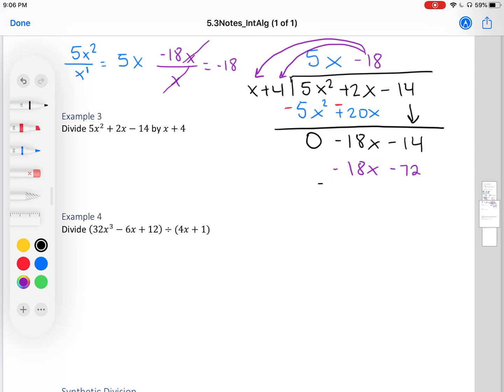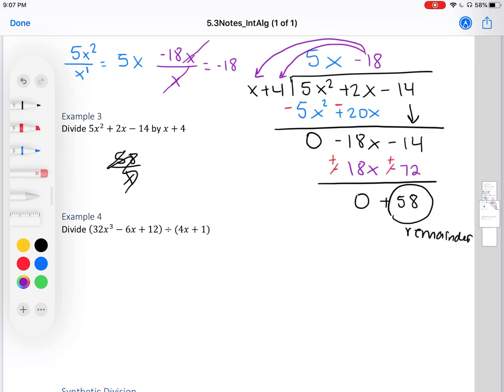Okay, let's go ahead and subtract this. So this minus is now plus, and this minus is now plus. So we are left with negative 18x plus 18x is 0. And that's good. We always want to start off with the 0. And we have negative 14 plus 72, we get 58. And we're done because I can't clean up 58 divided by x, right? So we're done, and this last number is our remainder.